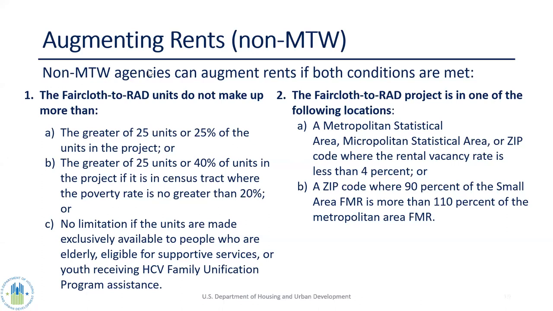However, the project is exempt from this limitation if the units are exclusively available to the elderly or people who are eligible for supportive services, or youth receiving family unification assistance. Note that being eligible for supportive services is as defined by the PHA. A few examples of these services would include meal services, housekeeping aid, transportation services, health-related services, childcare, education, or employment services. The notice does not require that families be receiving these services, but only that they need to be eligible.